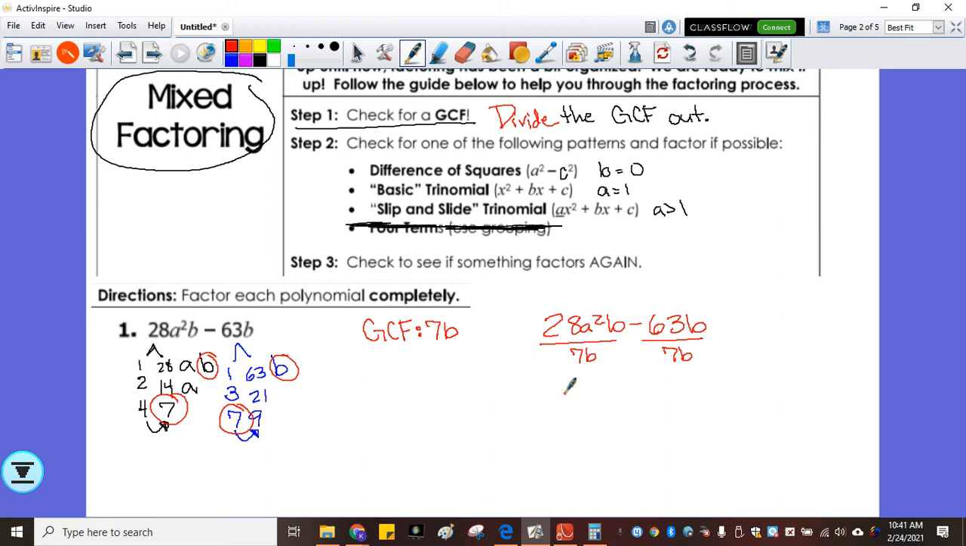Adrian, working on some notes. So 28 divided by 7, 4. And then a squared, there's nothing, so we just bring it down. And then the b and the b cancel. Just like this way. And then I have minus 63 divided by 7 is 9. And the b and the b cancel.